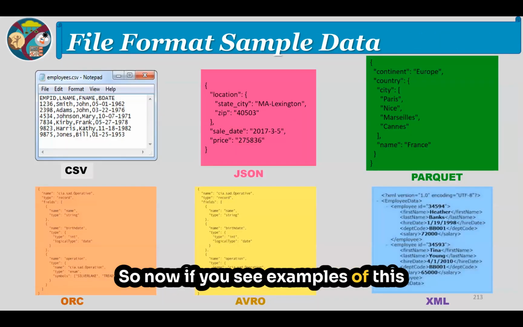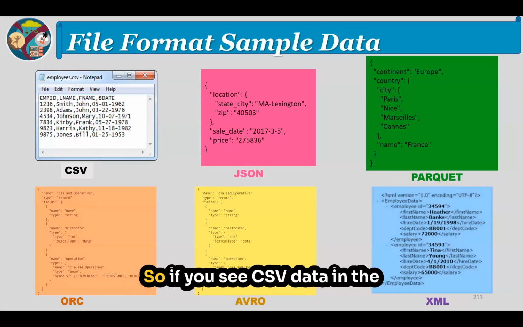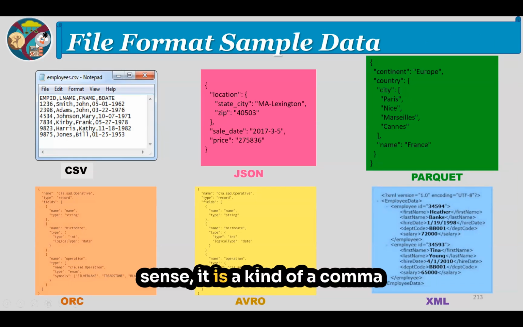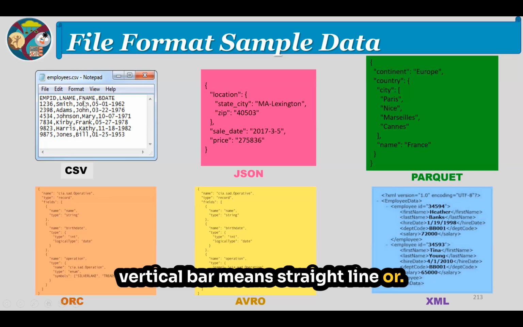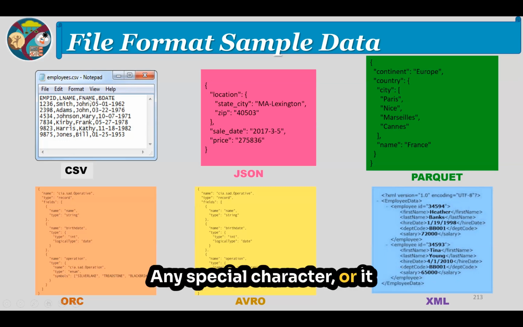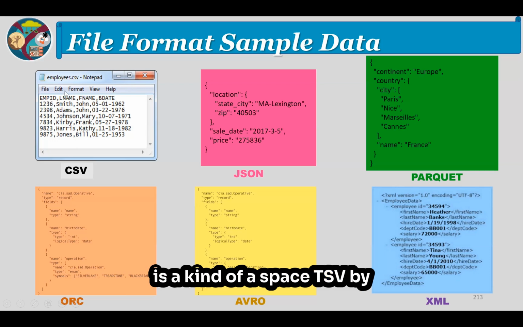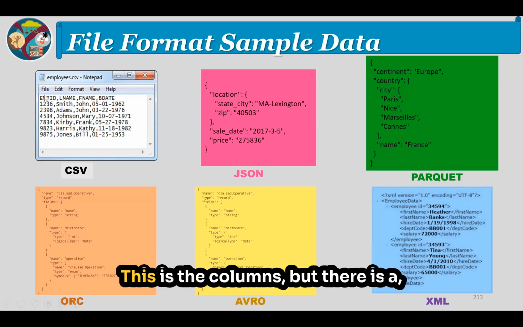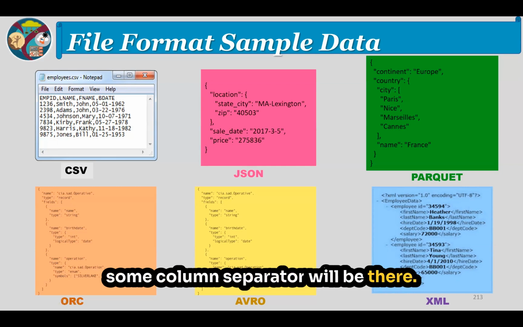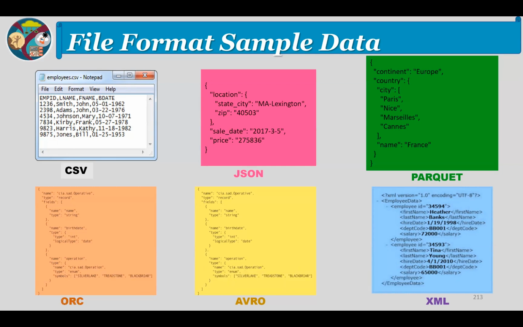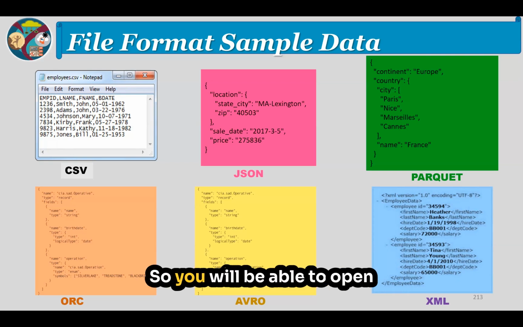Now let's see examples of how this file format data looks. CSV data is comma separated, or vertical bar separated, meaning a straight line, or any special character, or space, or TSV. When you open it in Notepad, you will be able to read this data. These are the columns, with a column separator, and then the remaining records. You will be able to open this file and see the data.